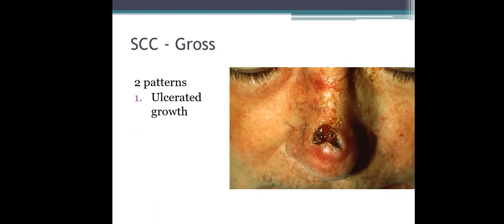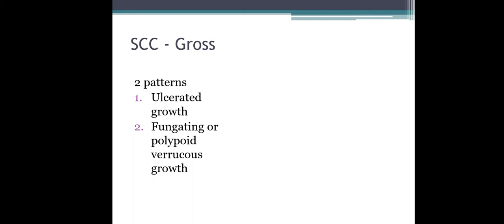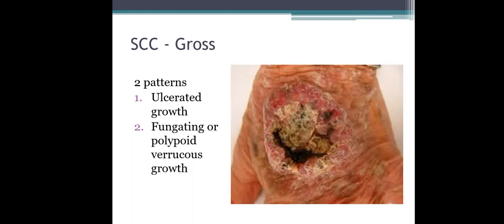Now, what are the gross features? You can see it as an ulcerated growth over the face or the limbs, like an ulcer with a necrotic base. You can get it as a fungating or polypoid growth. Polypoid means it can proliferate, it can be seen as a proliferative mass. That is, an ulcer or a proliferative mass. That is another possibility.